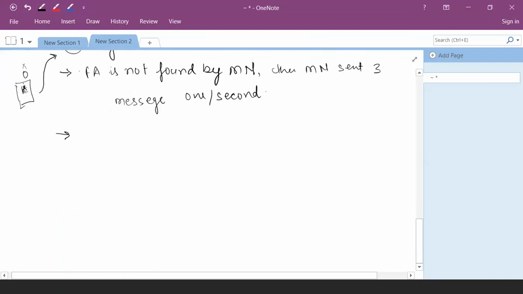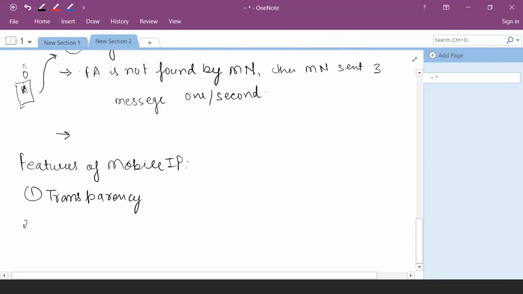So that's a complete explanation of the mobile IP. So what are the features of mobile IP? The first feature of mobile IP is called transparency. The second, compatibility. Third one, quality, and efficiency and scalability.